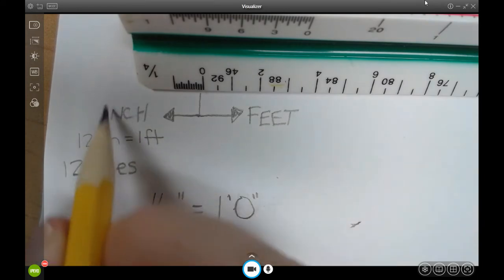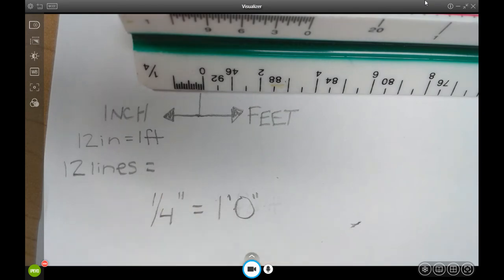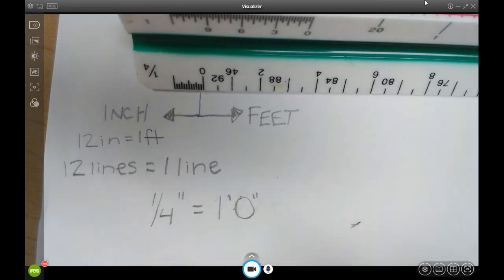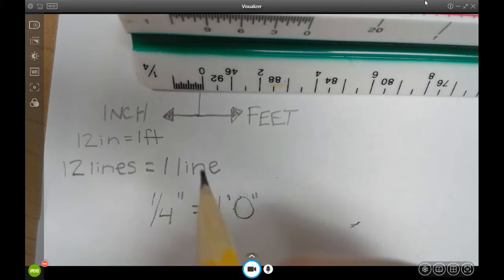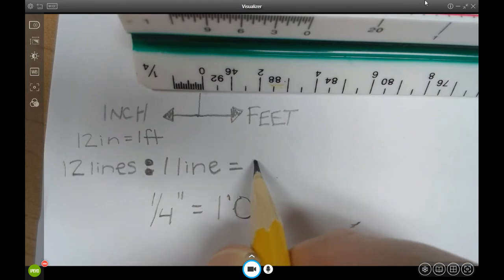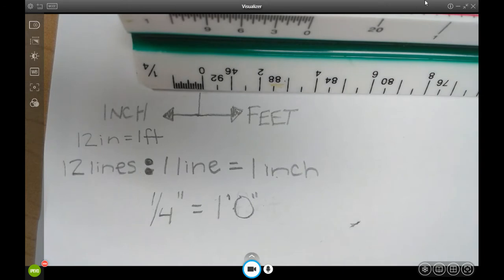within our inches section, which means since there's 12 inches in a foot, one line is going to be represented as 1 inch. All right, so we have 12 lines. If you want to do a semicolon, that probably makes a little bit more sense. So 1 line equals 1 inch for our scale for our 1/4 of an inch. Okay.